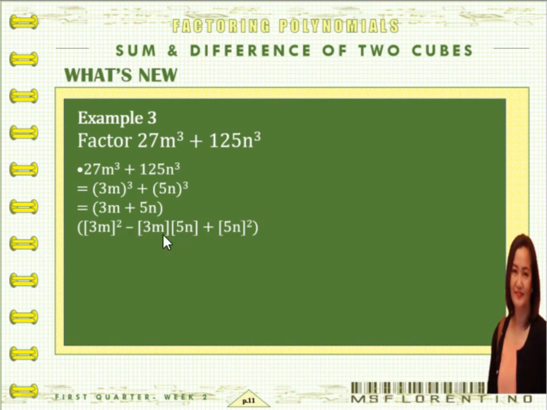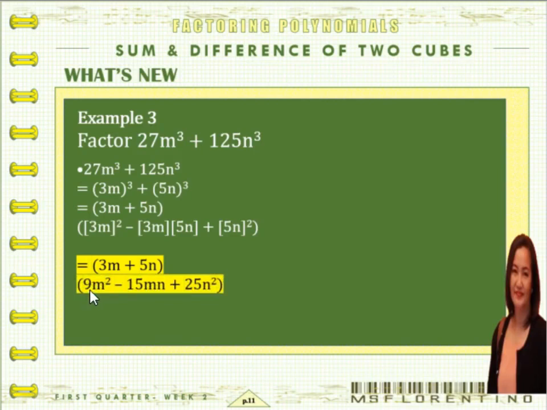For the middle term, we multiply negative 3m times 5n, and we get negative 15mn. Therefore, the factors of 27m cubed plus 125n cubed are 3m plus 5n multiplied to the trinomial 9m squared minus 15mn plus 25n squared.